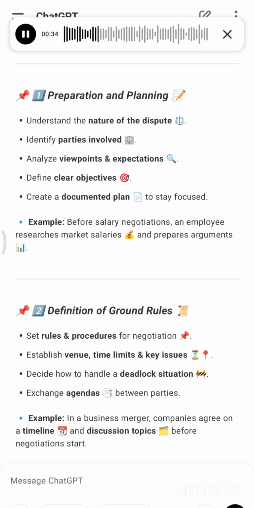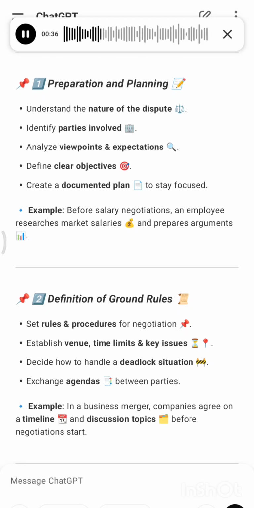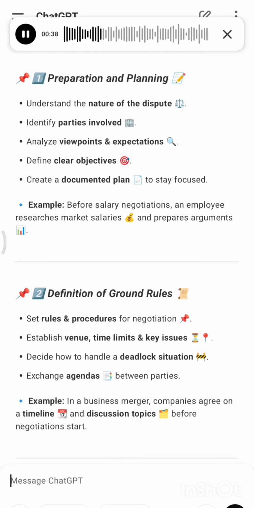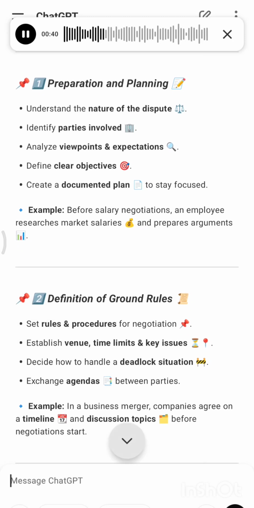2. Definition of ground rules. Set rules and procedures for negotiation. Establish venue, time limits, and key issues. Decide how to handle a deadlock situation. Exchange agendas between parties. Example: in a business merger, companies agree on a timeline and discussion topics before negotiations start.